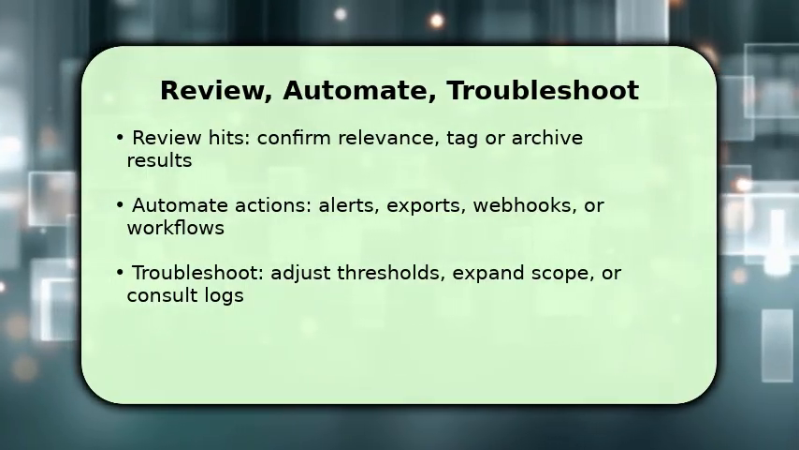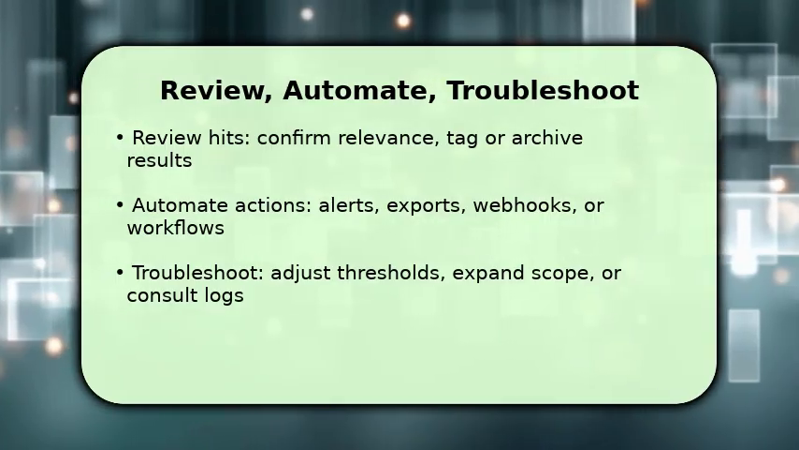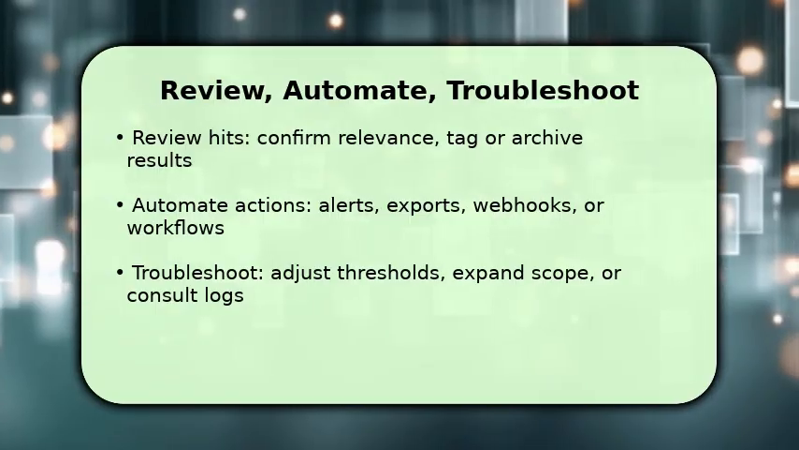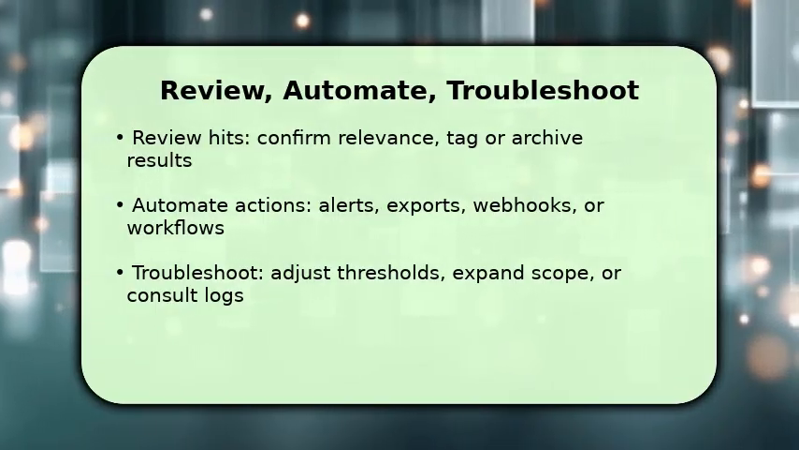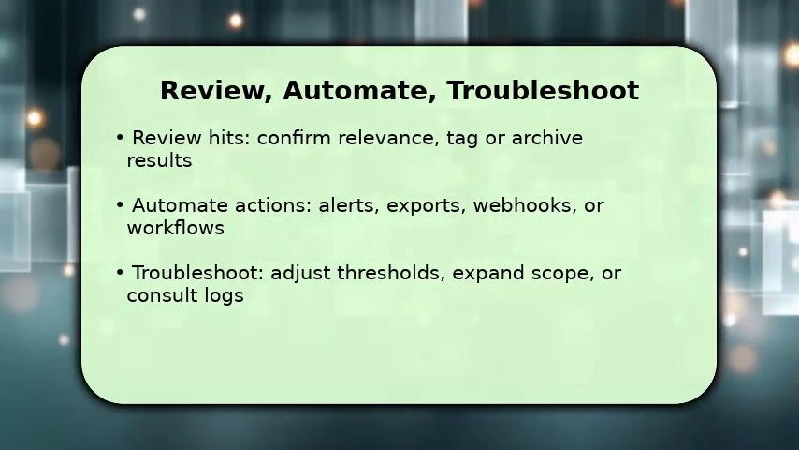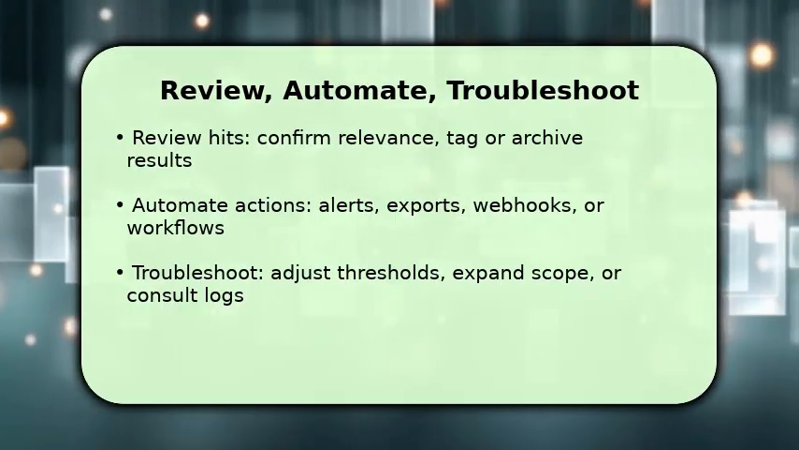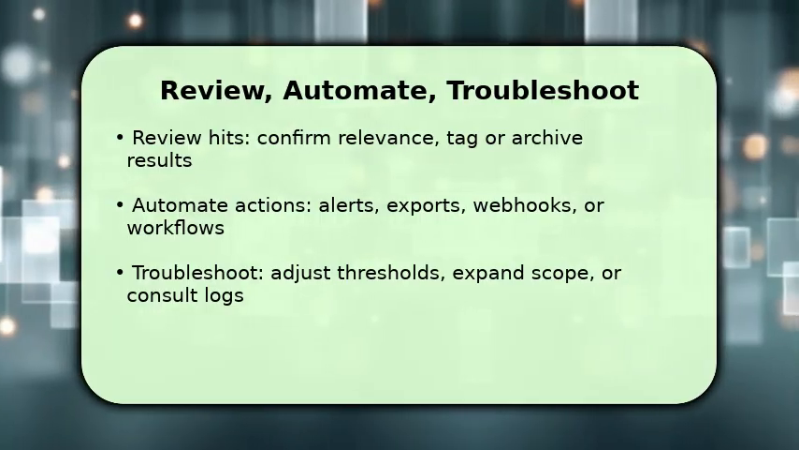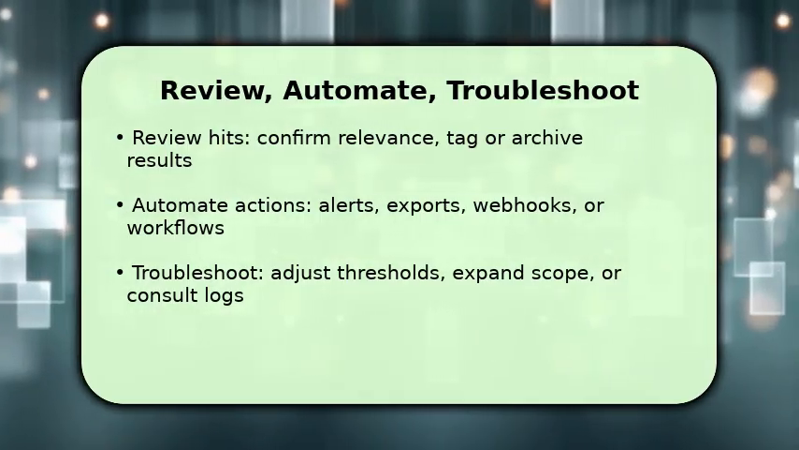Then automate what repeats. Set alerts, schedule exports, or trigger webhooks and workflows so you spend less time on routine follow-up. If results are poor, troubleshoot. Adjust thresholds, loosen or tighten patterns, expand the scope, and check system logs for errors. One key tip: when matches stop making sense, reduce complexity and test incrementally to isolate the issue quickly.